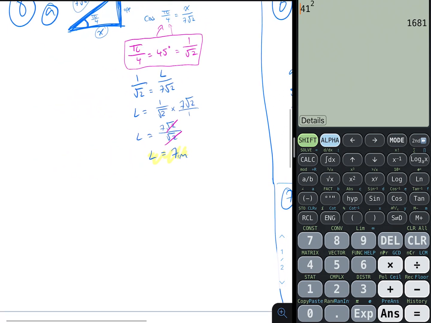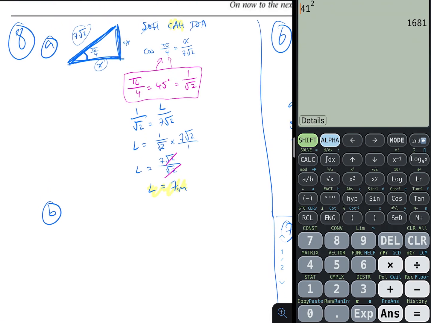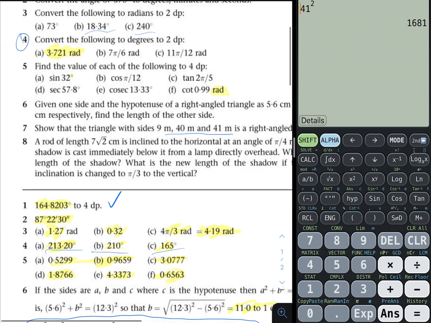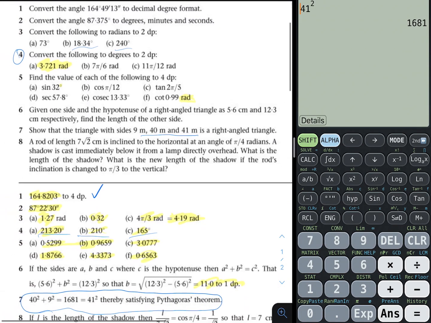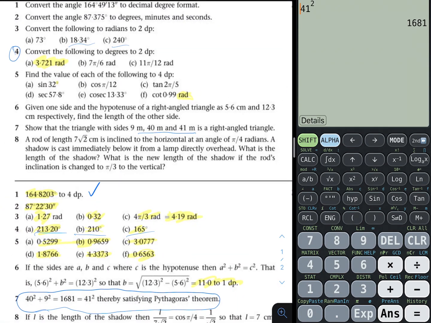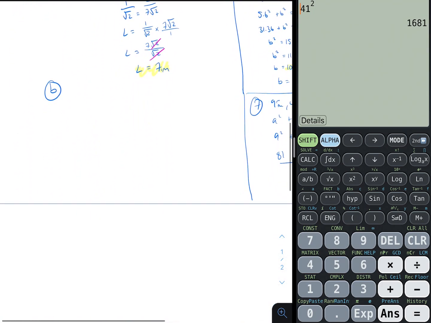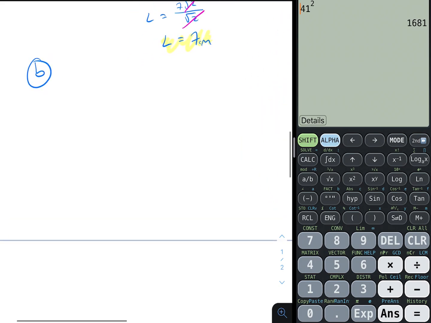Let's do the next part of the question. B. The way they worded that made it sound like it was some sort of really super complex maths. Alright, so second part of the question. What is the new length of the shadow if the rod's inclination is changed to pi over 3? Nice. That's very good what the author's done there. If you spotted that, then you're probably at quite a high level of maths.